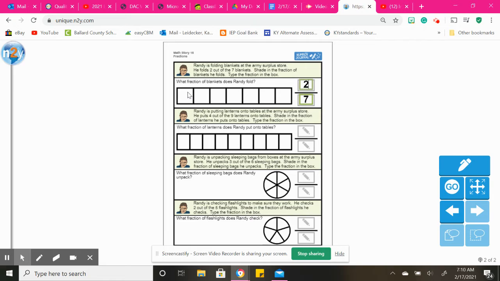folded. So we have 1, 2, 3, 4, 5, 6, 7. So there are 7 blankets, but he only folds 2. So that would be 2 out of the 7 are shaded.